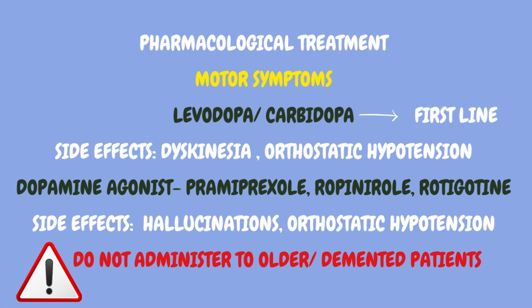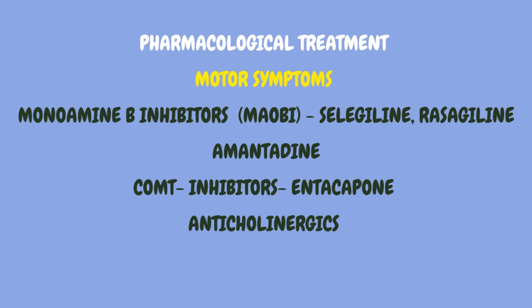Dopamine agonists such as pramipexole, ropinirole and rotigotine help to stimulate dopamine receptors in the brain. Side effects include hallucinations and orthostatic hypotension. They must be avoided in older and demented patients. Dopamine agonists are particularly preferred in young people with Parkinson's disease. Other drugs that can be used for motor symptoms include monoamine oxidase B inhibitors such as selegiline and rasagiline. We can also use amantadine, catechol-O-methyltransferase inhibitors like entacapone, and anticholinergics.